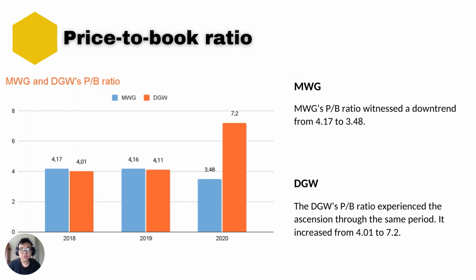About the price-to-book ratio, it is apparent in the chart that MWG's PB ratio witnessed a downtrend from 4.17 to 3.48. This means that although the company operated well and consistently, its growth rate could not meet investor expectations. Contrastingly, DigiWorld's PB ratio ascended through the same period, increasing from 4.01 to 7.2. This shows that investors are willing to pay a high price for a DigiWorld share because the corporation may have the potential to grow and investors believe in that.